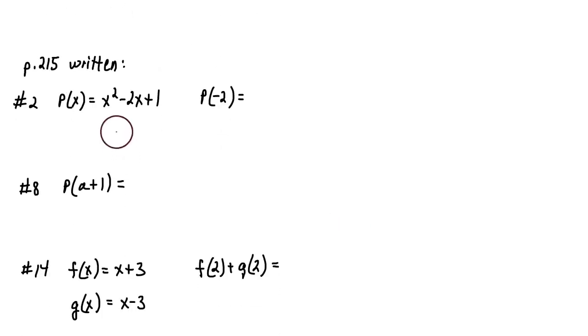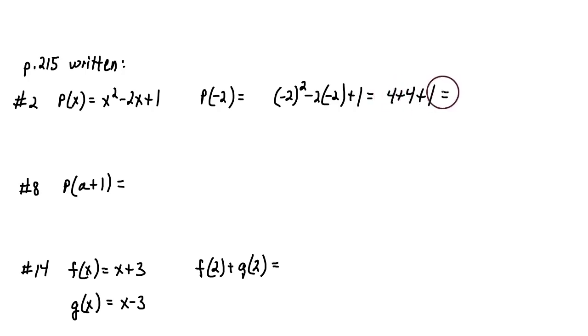Page 215, we're given a function rule for function p, and we're asked to plug in -2. So let's do that. -2 squared minus 2 times -2 plus 1. This makes 4 plus 4 plus 1, which is 9.